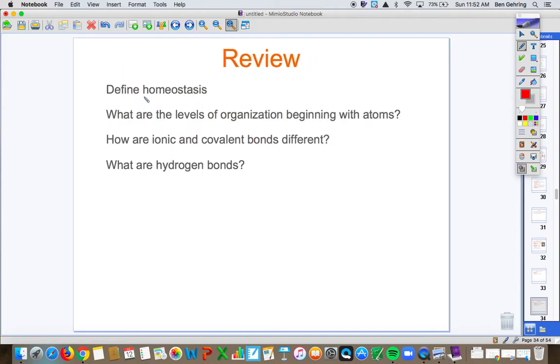So really quick, define homeostasis. I want to know what are the levels of organization beginning with atoms, how are ionic and covalent bonds different, and what are hydrogen bonds, what forms hydrogen bonds.